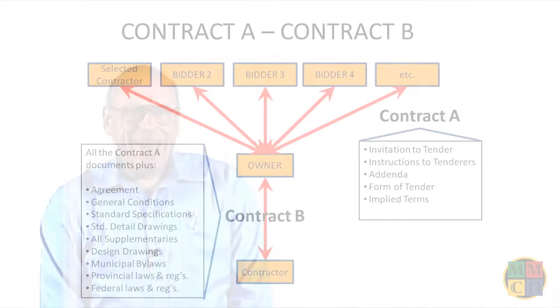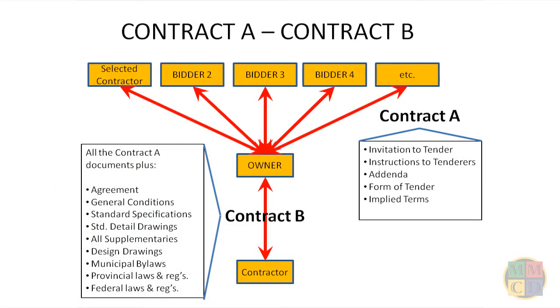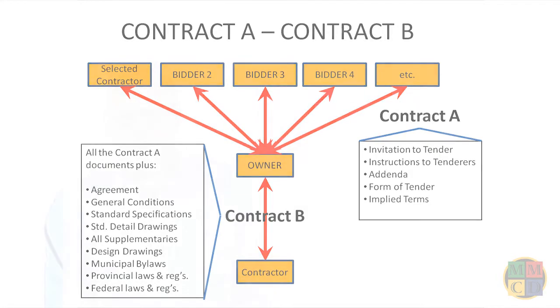Let's start with a reminder that the Supreme Court of Canada set out the rules of the game in decisions starting with the Ron Engineering case in 1981. In that judgment, the court said that there is a contract A between an owner and every bidder who provides a valid tender response. Then there will be a contract B between the owner and the selected bidder who becomes the contractor. The terms of contract A are mostly set out in the instructions to tenderers, but can also include implied terms of general practice as well as conditions set out in other tender documents.